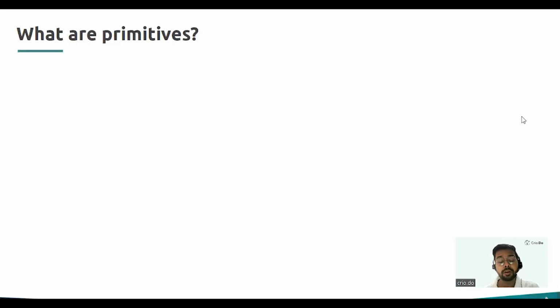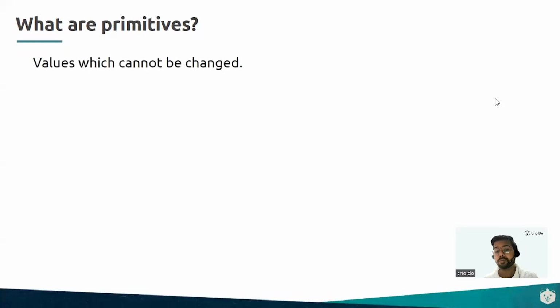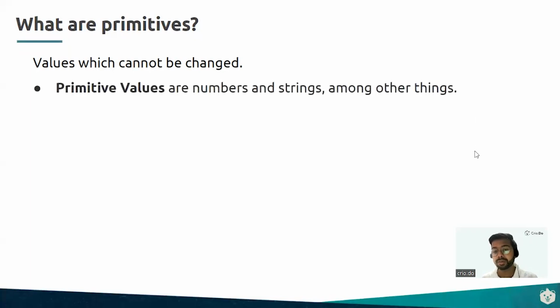We are going to learn about primitive data types. Now, what are primitive data types? The values which cannot be changed further are known as primitive data types. Basically, these are the building blocks of the data that we prepare in the JavaScript programming language. Talk about any number, talk about any sentence like "Crio.Do is the best place to learn." Whenever you print these kinds of values, you are dealing with primitive data types. The primitive values are numbers and strings, among some other things as well.